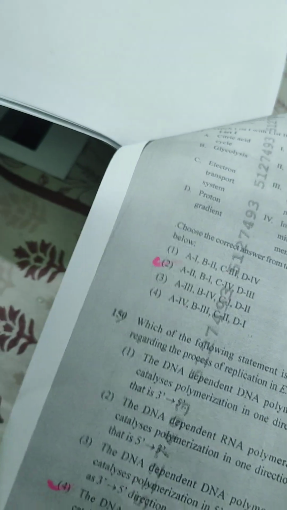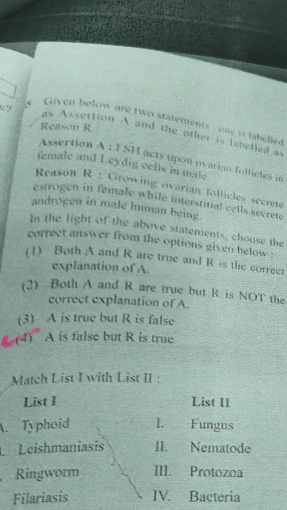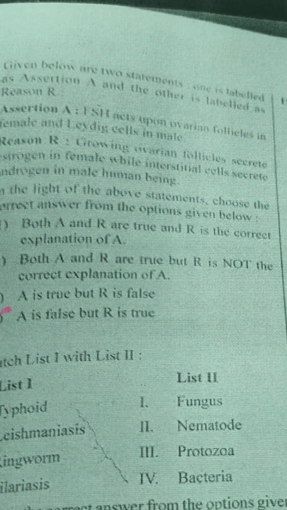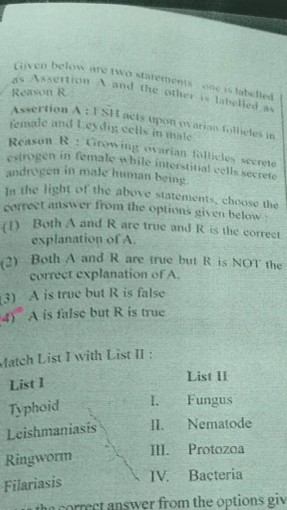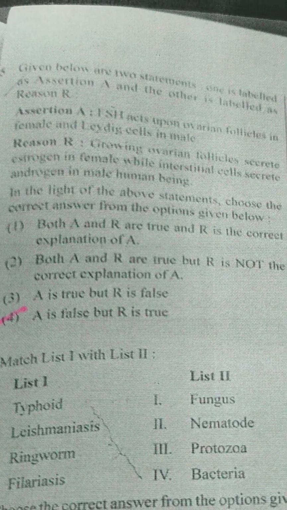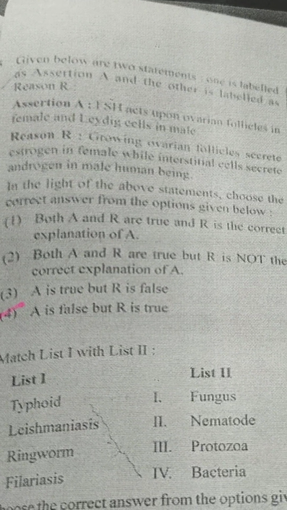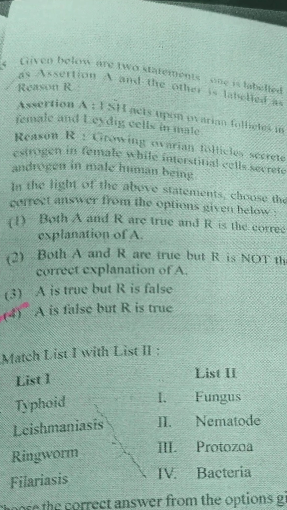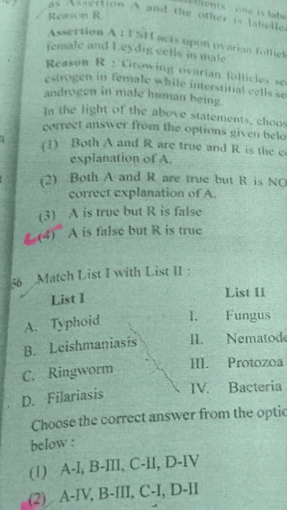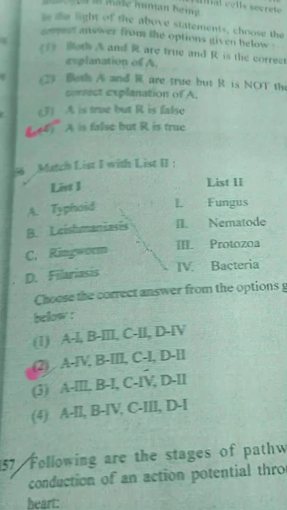Question number 155. Assertion. FSH acts upon ovarian follicles in female and Leydig cells in male. Reason. Growing ovarian follicles secrete estrogen in female while interstitial cells secrete androgen in male human beings. Correct option is 4. A is false, R is true.